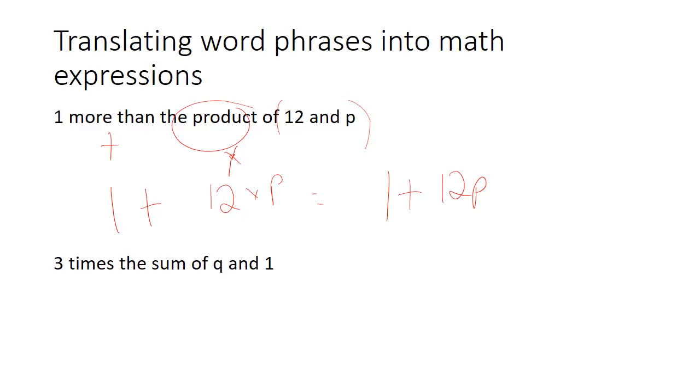Let's try 3 times the sum of Q and 1, and this one is very important that you have parentheses. So times means multiply, and sum means plus. But we have the sum of Q and 1, so it needs to be in parentheses. So we're going to have 3 times the sum of Q plus 1. The better way to write that is you take out that times sign there and you just stick the 3 right up against the parentheses. So 3(Q + 1).